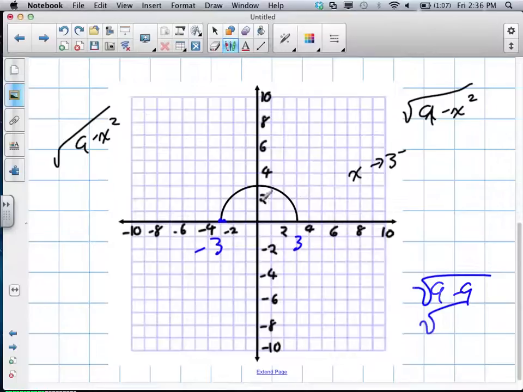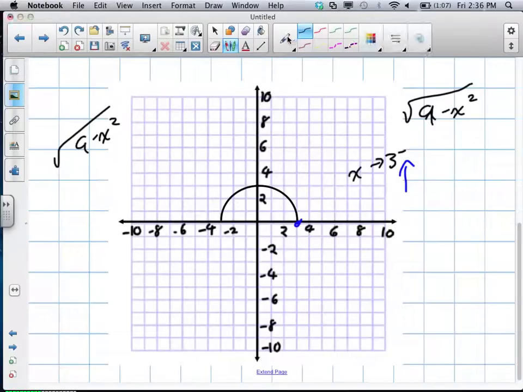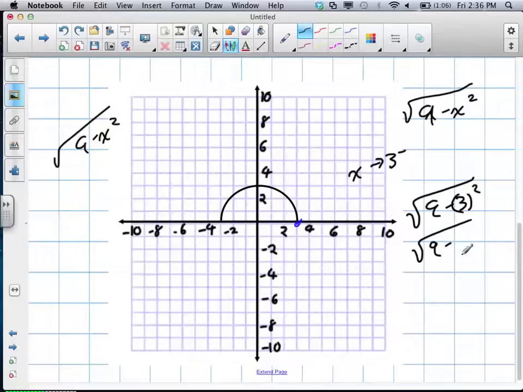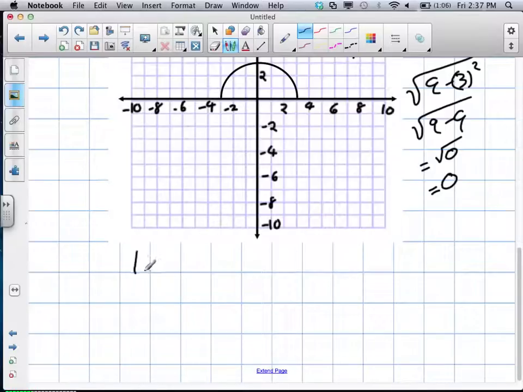The question's asking us about 3. So as we approach 3 and we get to the number 3, let's talk about this limit here. When we're coming at it from the left, we know we're getting to what number? We're going to plug in 3 from the left. We get root 9 subtract 3 squared, which gives us root 9 minus 9, which is essentially the root of 0. So we get 0.